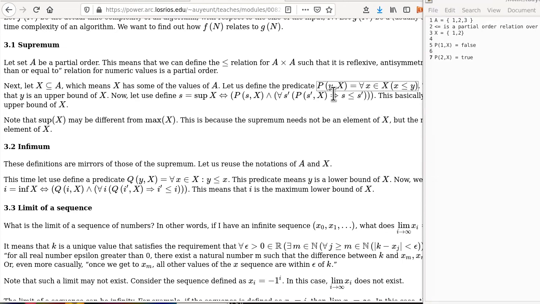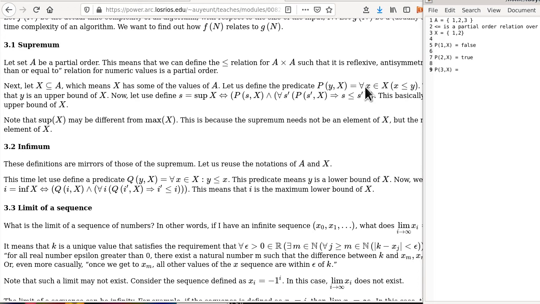So when y equals 2 and X is the same as this X here, which only has elements 1 and 2, then we can claim for everything in X, which is just 1 and 2, that thing, lowercase x, is indeed less than or equal to y, which is 2 in this case. So 2 is greater than or equal to everything in X, which is true in this case. But we can also say, what about P of 3 and X?